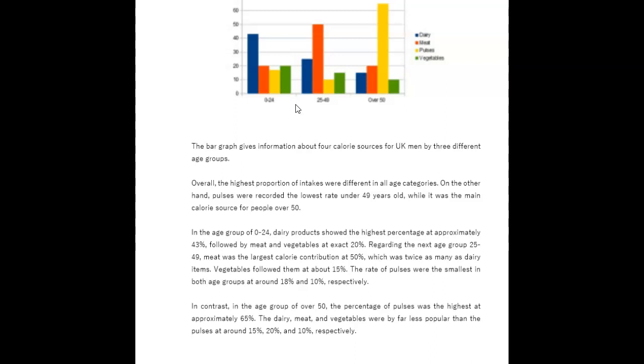In contrast, in the age group of over 50, the percentage of pulses was the highest at approximately 65%. All right, that's good. I'm glad that you did that. So you went to that pulses were the lowest and then said, hey, look, here it's the highest. So that's nice. You didn't have to say the, so get rid of the. Dairy, meat, and vegetables were by far less popular than pulses at around 15, 20, and 10% respectively. Okay, that's okay. I don't love it, only because it feels really very much like a list.